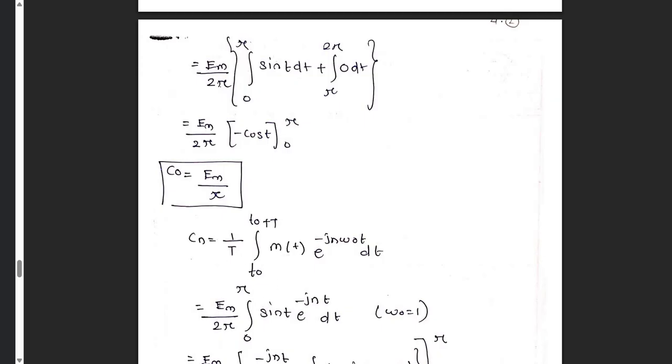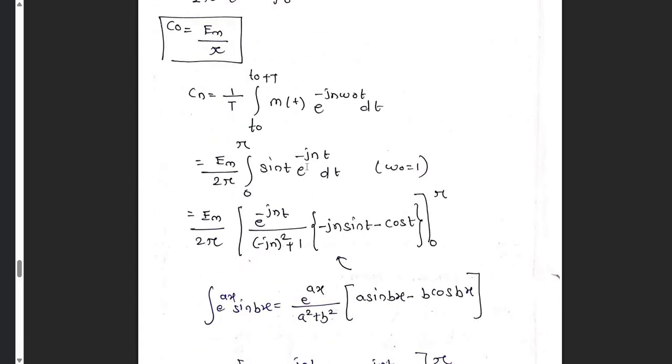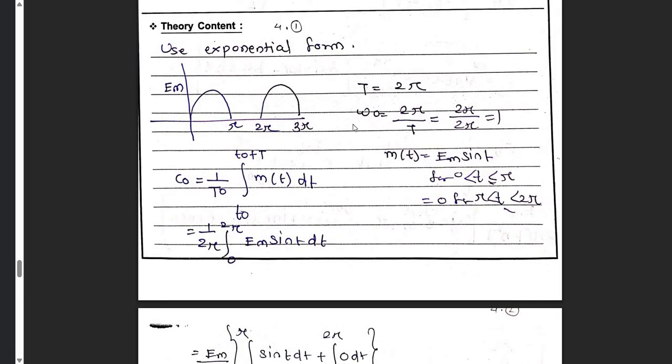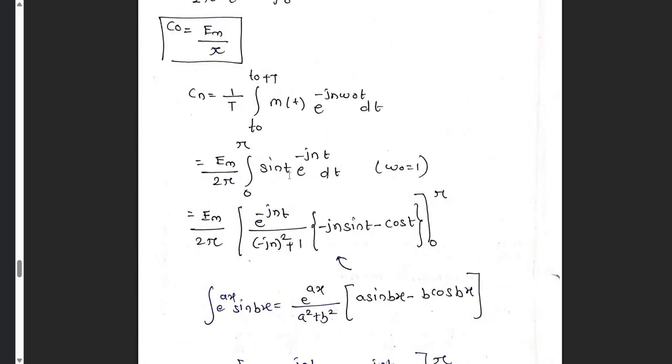Now m of t, that Em term, we will write outside: Em by 2 pi, sin t e raised to minus j n omega 0 t. And what is omega 0? We have calculated omega 0 is equal to 1. So therefore it is j n omega 0 t, with omega 0 equal to 1. In the beginning we calculated omega 0, which came out to be 1, so here we substitute that.